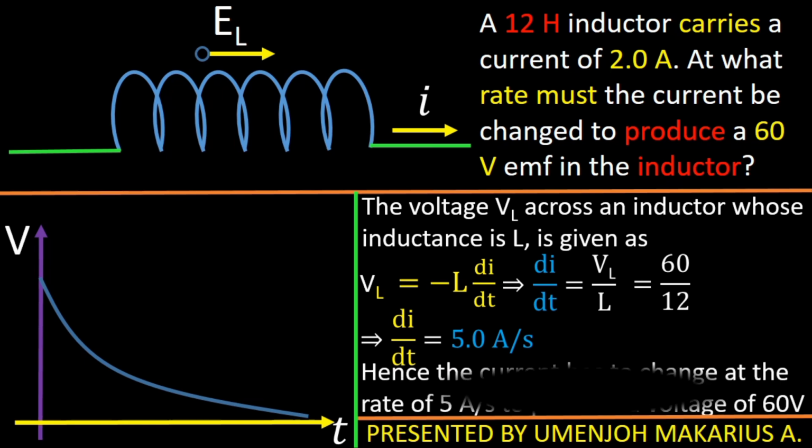That therefore implies, guys, that the current has to change at the rate of 5 amps per second, such that the voltage across the inductor is going to be 60.0 volts. That's the interpretation, guys.